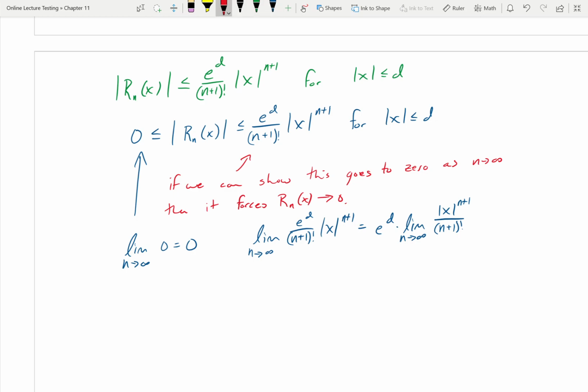Now we are going to cheat here just a little bit. We have established in the past that the limit as n approaches infinity of x to the n over n factorial is equal to 0, meaning the factorial function grows faster than the exponential. We have seen that in the past, and this is for all x. So if that's the case, then if we raise this to the n plus 1 term, this is going to go to 0.